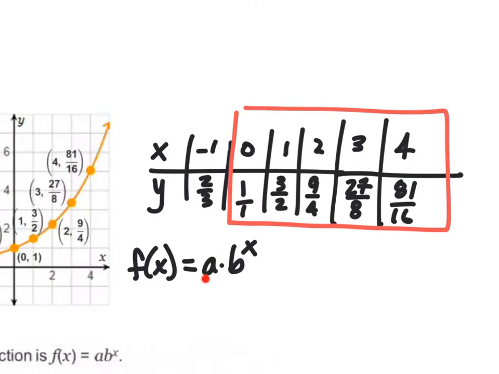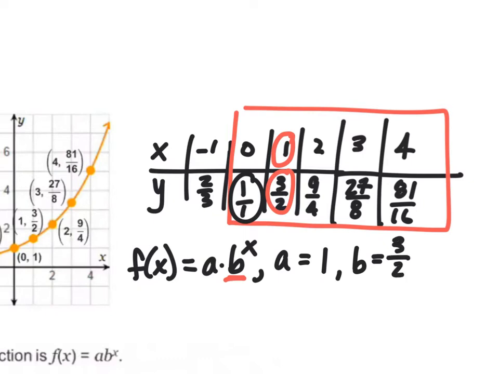So a is our initial value. When I plug in 0 for x, I get 1 as a value. So my initial value, a, is 1, and I get that from this number here. To find out what my b value is, I need to look at where x is equal to 1, and that's my b value. So b, in this case, is equal to 3 halves.